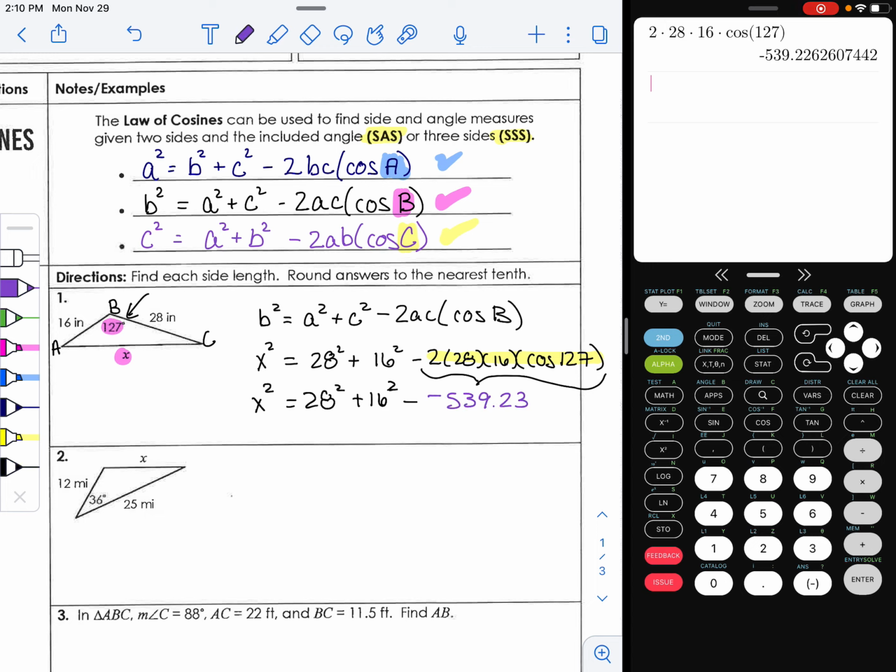So if you watch my calculator, I'm just going to plug in these numbers: 28 squared plus 16 squared minus negative 539.226. Press enter. Now x squared is equal to 1579.226, and I'm going to square root that answer. So my side length comes out to 39.7. They want it to the nearest tenth, which is 1 decimal place.